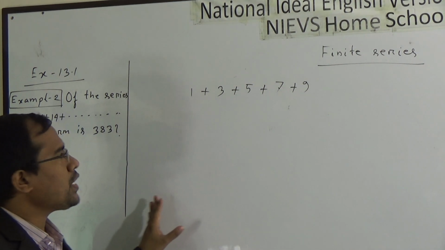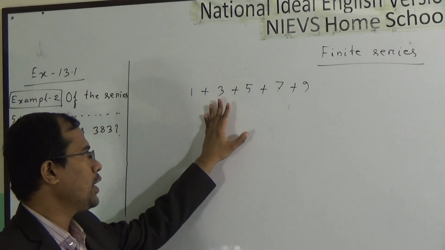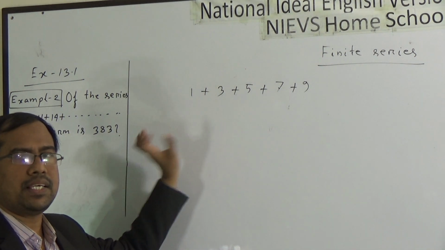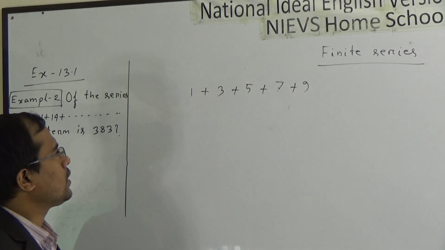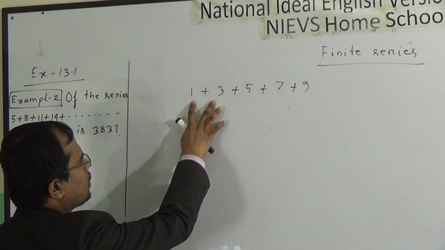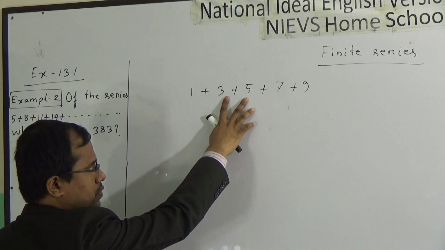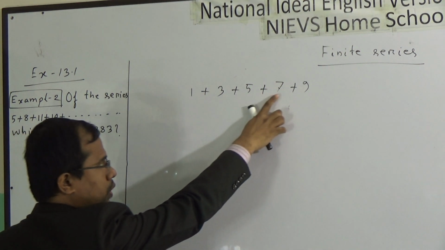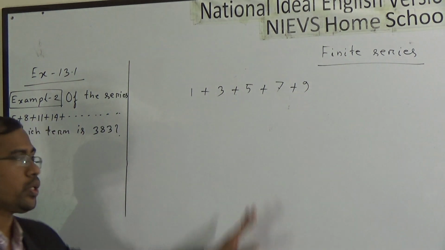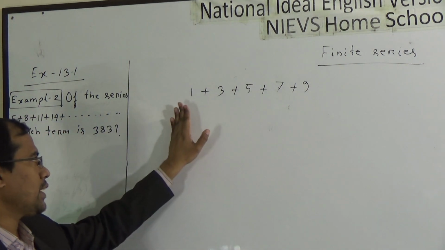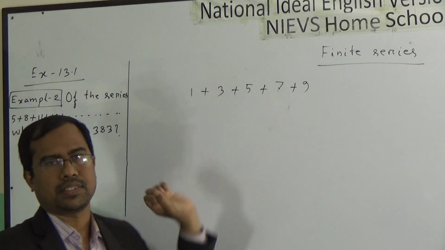If the difference between any two consecutive terms of a series is the same, then this series is called an arithmetic series. Here the difference between these two terms is 2. 3 minus 1 equals 2. Between these two terms also, 5 minus 3 equals 2. And the difference between these two terms is also 2. So we can say that this is a finite arithmetic series.